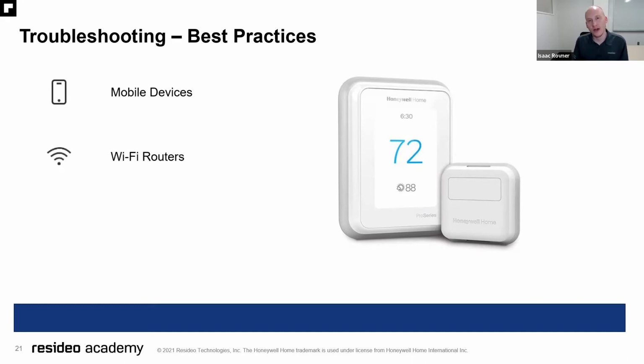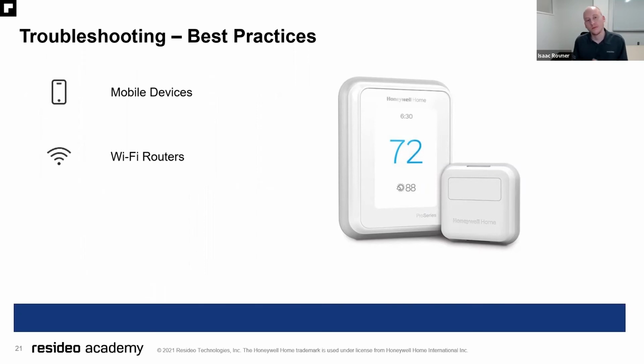Wi-Fi routers. Now, the T6 is compatible with 2.4 gigahertz networks, while the T10 is compatible with 2.4 and 5 gigahertz networks. So it's important to identify the router that you're using and the type of network you're using before we install. It's great to even open your device up and look at the list of available networks before we attempt to connect the thermostat, to make sure that we're seeing the correct network in our list of available networks there.